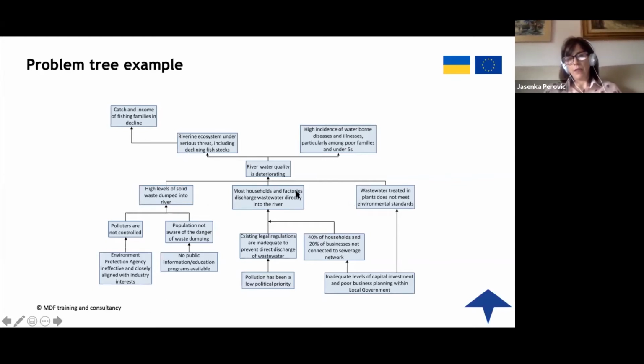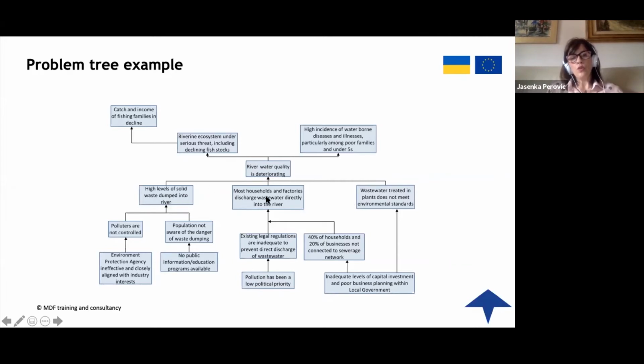Okay, it doesn't have to be developed in this Word version. It can be only, again, organic on the flip chart and so on. But somehow the idea or the whole analysis of the problem should be clear and should be logical. And how do you test if it is logical? For example, in this particular example, the main problem is the river water quality is deteriorating.